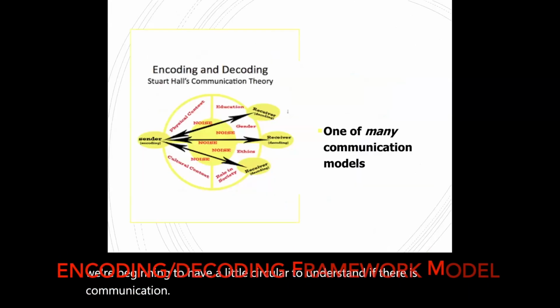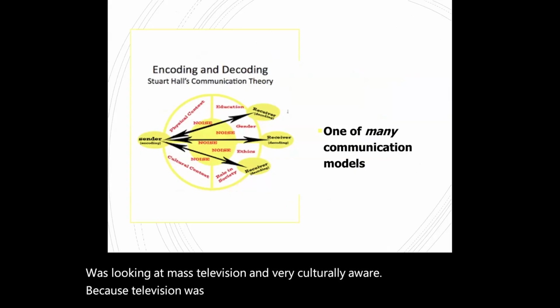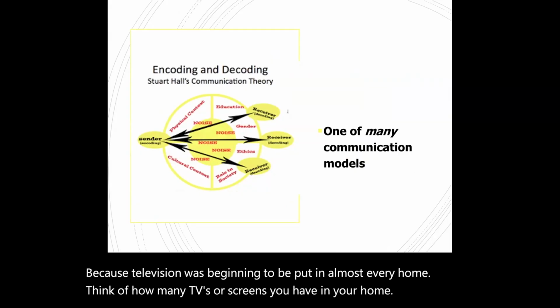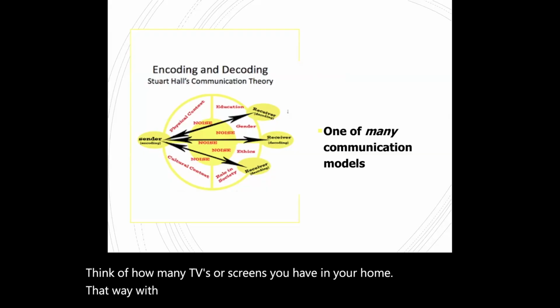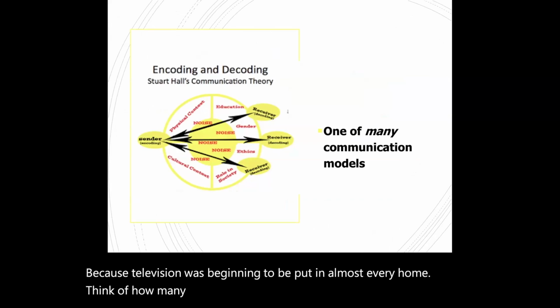In the 70s, Stuart Hall was looking at mass television and very culturally aware because television was beginning to be put in almost every home. With television, you had one sender sending out to multiple receivers. Think of how many TVs or screens you have in your home.